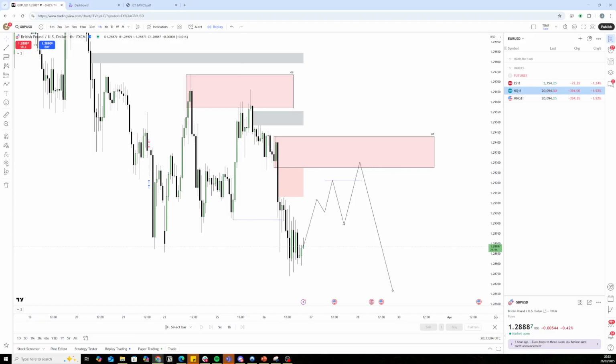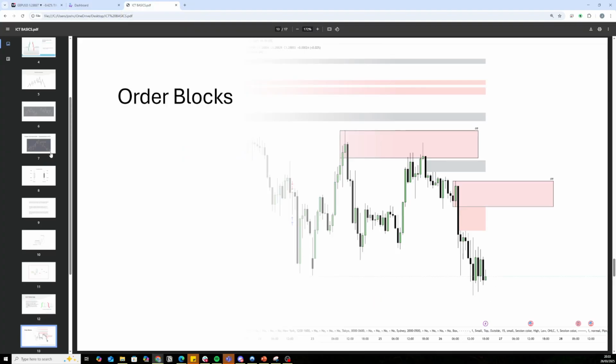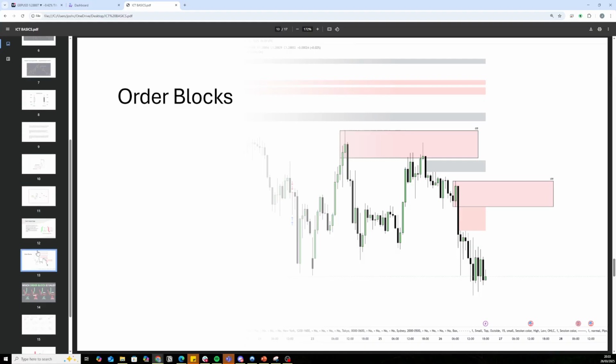Is everyone clear on order blocks and using that concept in trading? As I say, we will be doing a backtesting session together where I will use all of these concepts and you will see them all used in action. All right, cool. So that's order blocks. We've covered fair value gaps, we've covered market structure, we've covered liquidity, and we've covered order blocks.